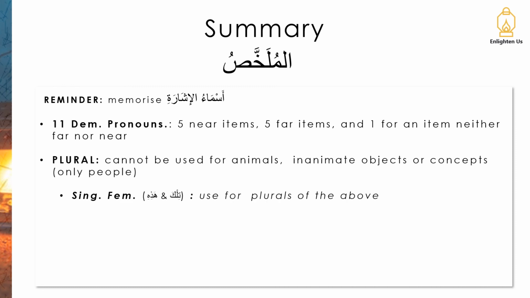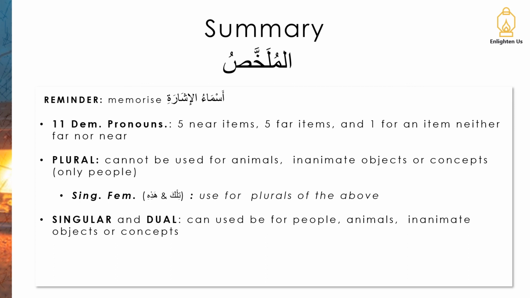We said that the plural of them cannot be used for animals, inanimate objects or concepts, that they can only be used for people. If you do have a plural, so if you do have 3 or more animals or 3 or more inanimate objects, or you're referring to 3 or more concepts, so for instance, if you're talking about 3 cats, or if you're talking about 3 pens, or if you're talking about 3 languages, what you then would use is the singular feminine, so either tilka or hadihi, depending if you're trying to say this or that, so if you're talking about something that's near or far. So just remember that, use the single feminine for plurals of these items.